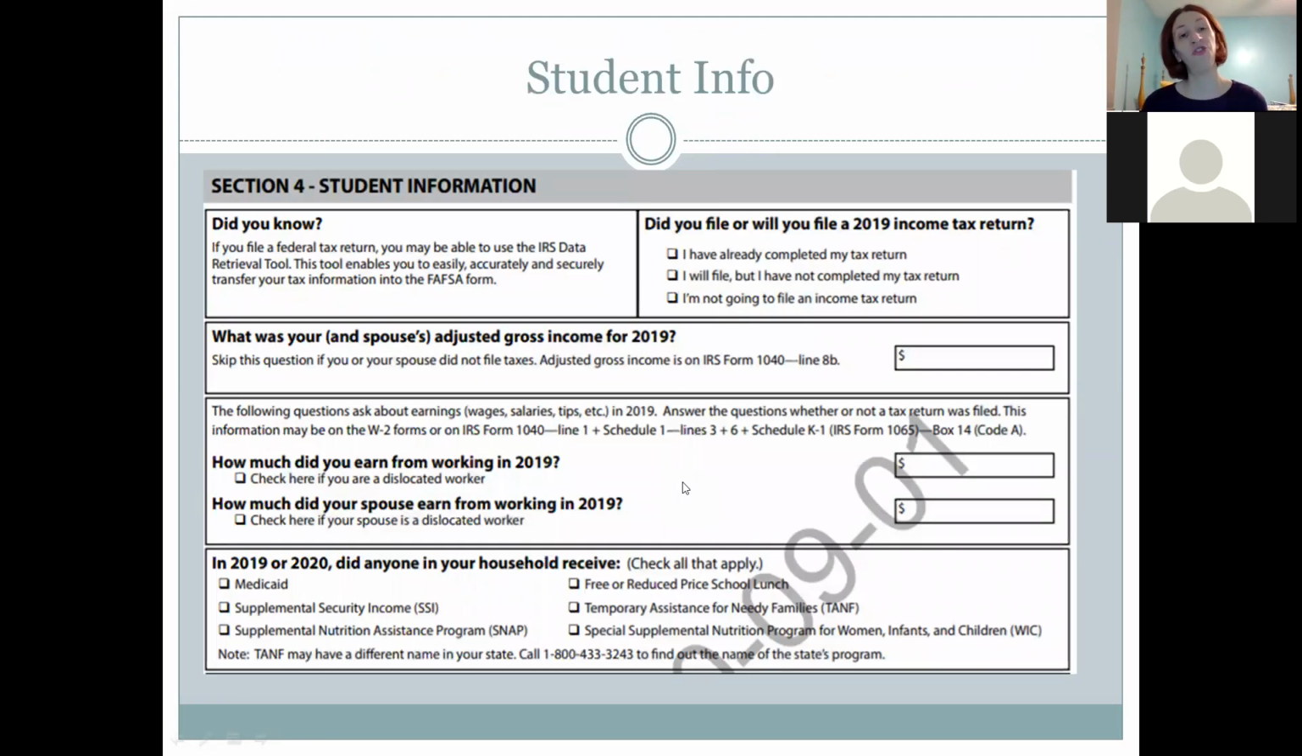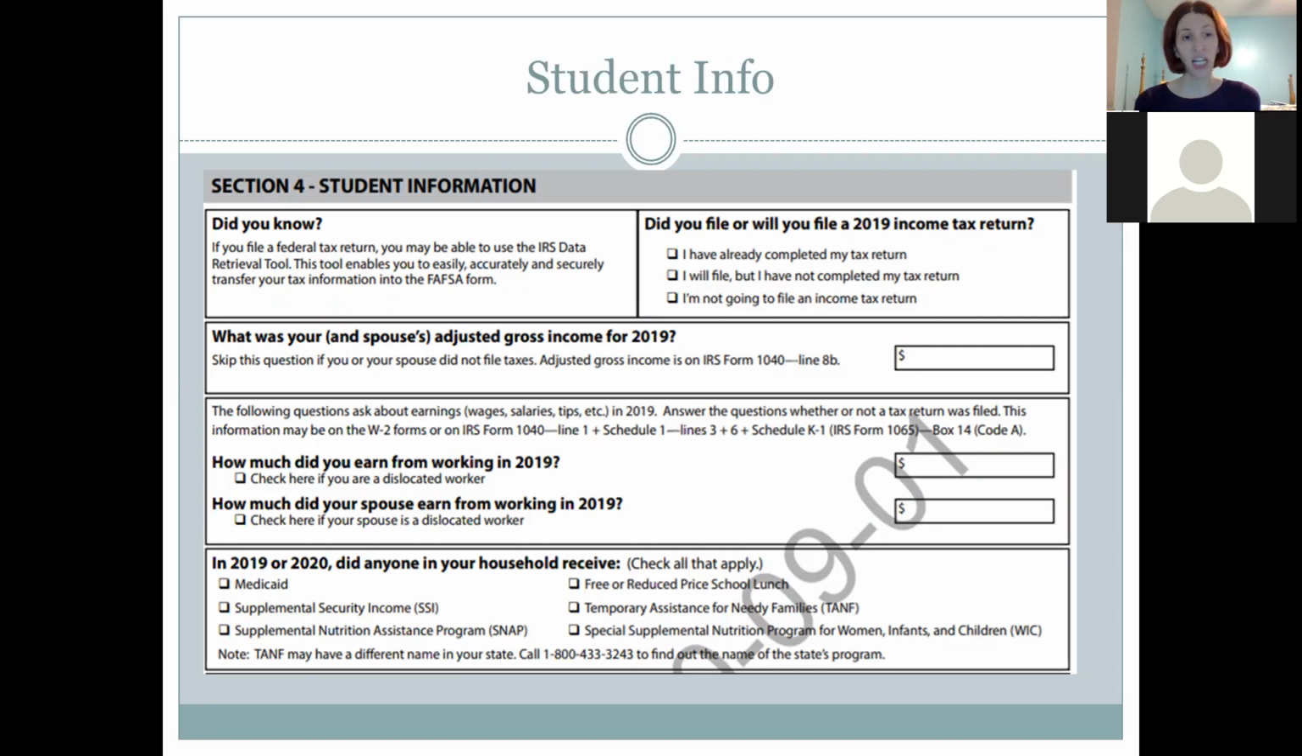After you complete all the information for the parent side, it's then going to go into the student information section. It is going to ask all the same questions, but just geared toward the student. A lot of times, students in the prior 2 years did not work, whether they're a sophomore or maybe junior in school. So they might not have any tax information to provide, and that's perfectly fine. You would just say that they're not going to file or they didn't earn anything, and you would just move along. If they did file taxes, they could use the data retrieval tool, which we'll talk about in a minute.